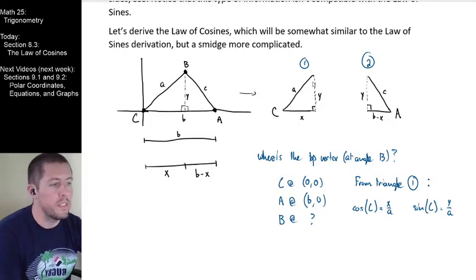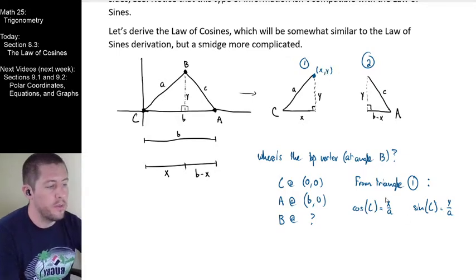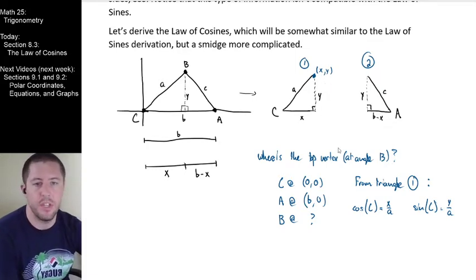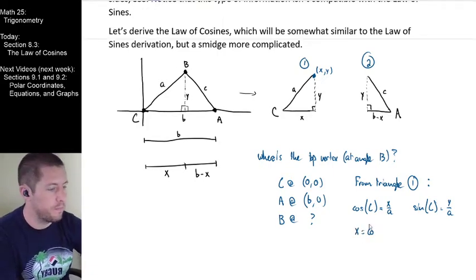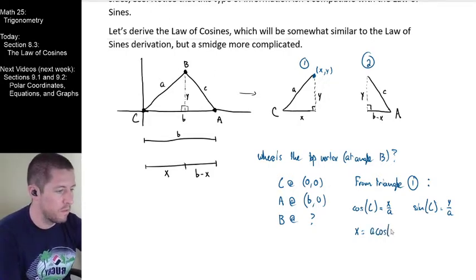And remember that our goal was to figure out where this xy location is. So all I want to do is solve these equations for x and for y, because starting from C at 0, 0, x units right and y units up, xy is the location at that point right there. So all I'm going to do is multiply by a on both of these equations, and that's going to give me x and y. X equals a cosine C and y equals a sine of C. So it looks like this is our B location.